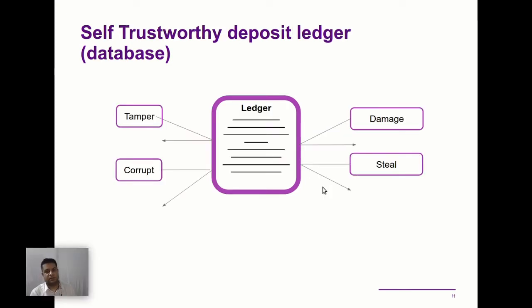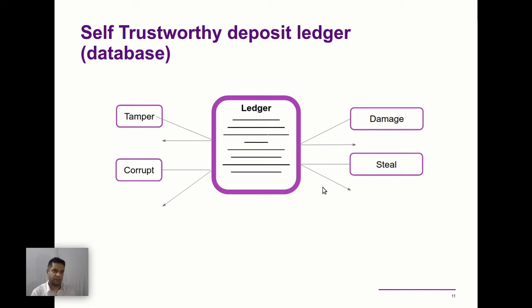What I'm saying is that I am offering, or I am imagining, a database system that's self-trustworthy. The technology inside that database ensures that it cannot be damaged, it cannot be tampered with, it cannot be corrupted, and no one can steal it. I'm not saying how that's going to be done. I'm not talking about the technology. I'm just saying that imagine if there is a database like that, then I can effectively replace the entire banking operation and just put that database in its place.